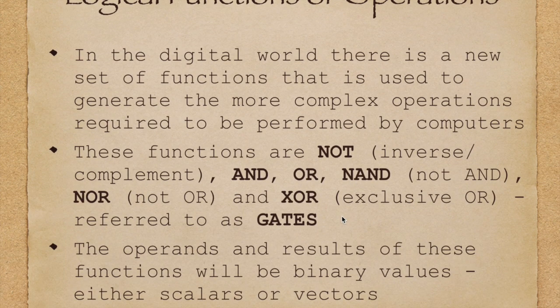The functions that we're talking about now are logical functions. You'll find them in a formal logic class. The ones we're referring to are the not, also called inverse, invert or complement, the and, the or, the not and, which we call the NAND, the not or, which we call the NOR, and the exclusive or.